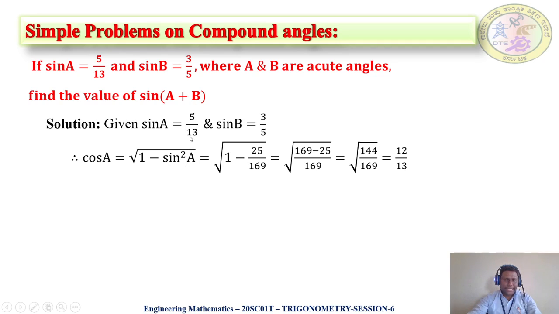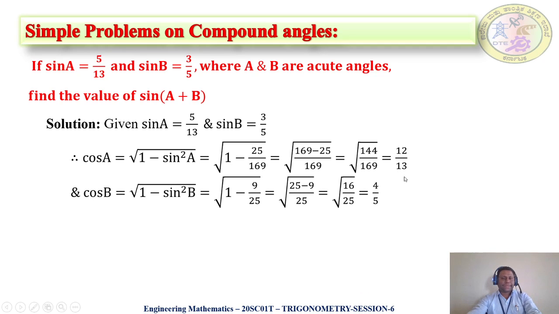And here sin A is 5 by 13, they have given. So we have to take 5 by 13 whole square. 5 square means 25, 13 square means it is 169. If you take LCM, 169 will be the LCM. 169 into 1 is 169 minus 25 remains as it is. So 169 minus 25 is 144 divided by 169. Root of 144 is 12 and root of 169 is 13. Therefore cos A is 12 divided by 13.